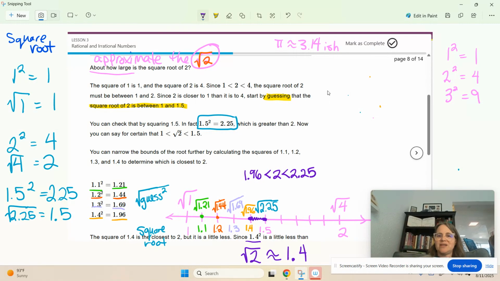All right, that's the best I can do with this, you guys. Don't stress about this one too much. All right.